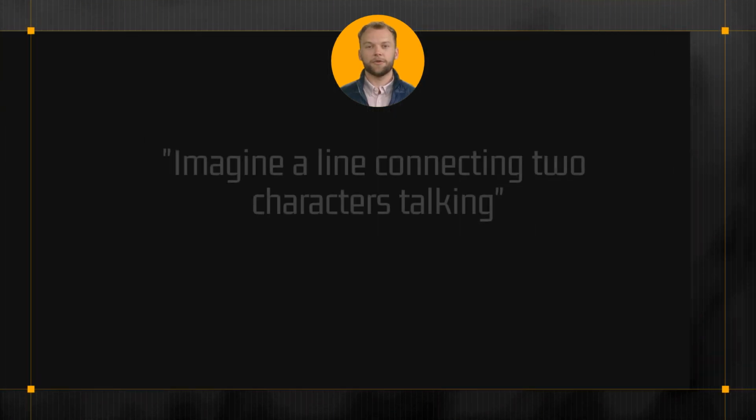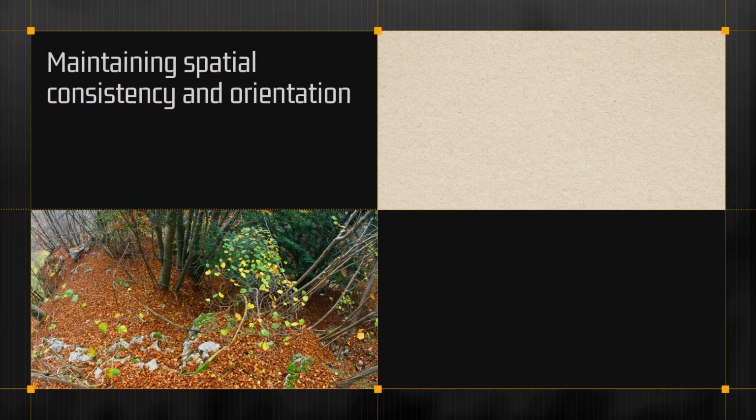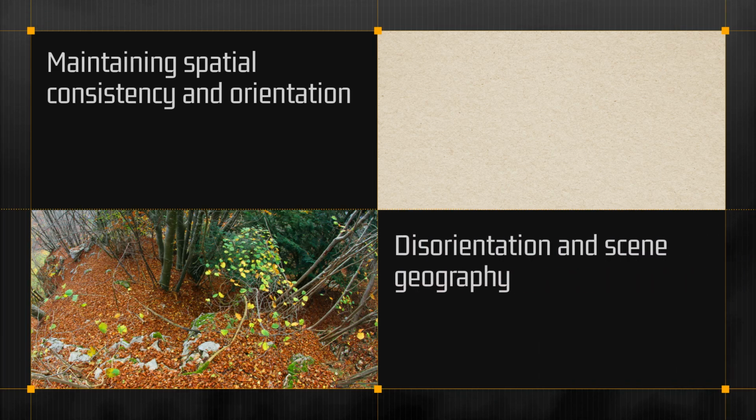Imagine a line connecting two characters talking. The camera can move anywhere on one side of this line but should not cross it to maintain spatial consistency. Following the 180-degree rule helps maintain spatial consistency and orientation for the viewer. Breaking the rule can cause disorientation and make it difficult for the audience to understand the scene's geography.